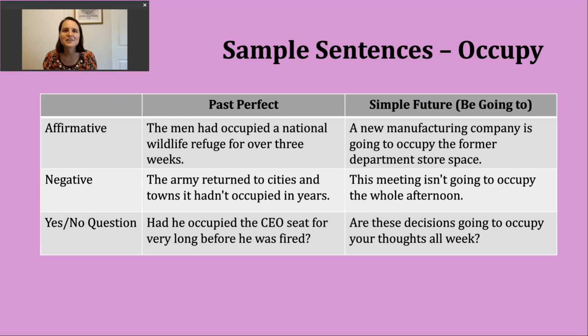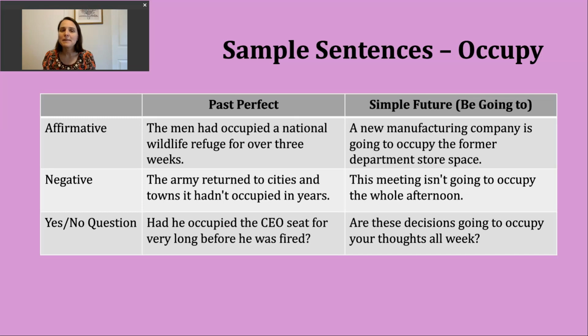I know our first definition had a residence, or you might think of that as a home, a building, but it could just be taking over land. If you want to make a negative past perfect sentence, you need to insert not after had. Here's another example. The army returned to cities and towns it hadn't occupied in years. So there you can see the contraction of had not, hadn't.